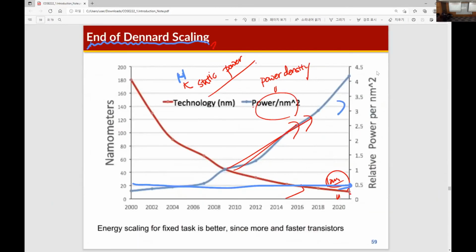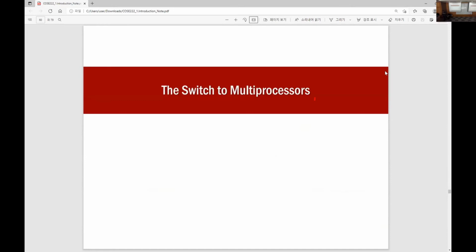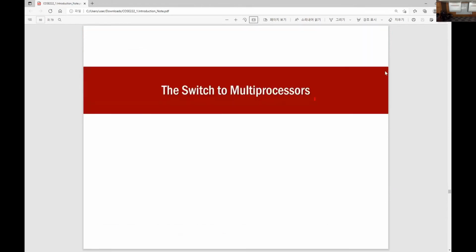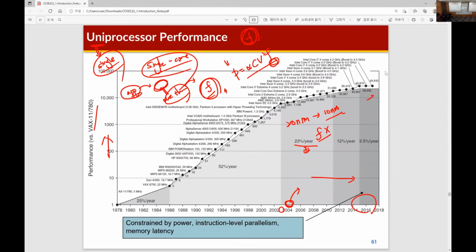So actually, in the unit area, the power consumption is increased. That's why we cannot use a very powerful single core processor. This is called the power wall. Because of the power constraint, we cannot develop a very fast or very powerful single core processor. As you can see in this graph, you can find that the performance of a single core processor is saturated.